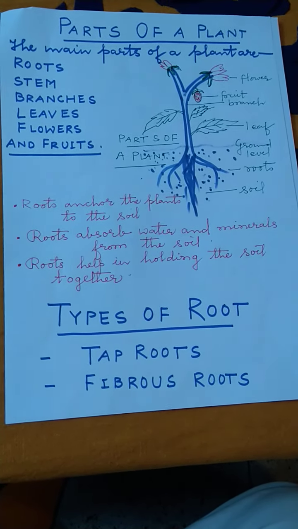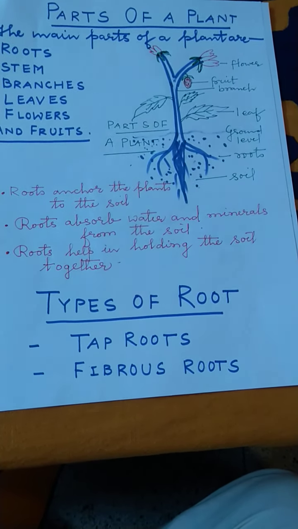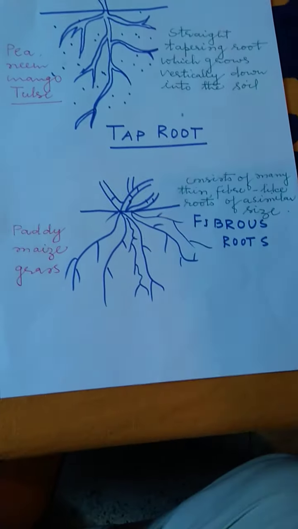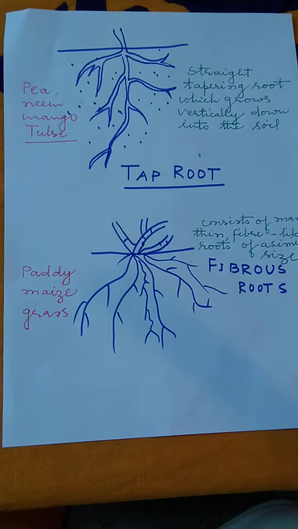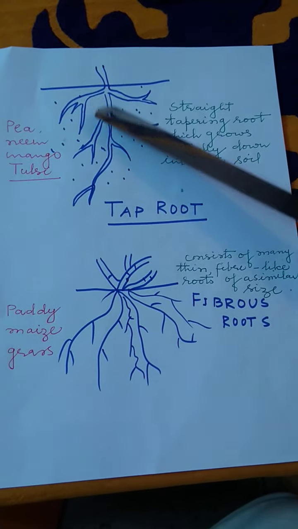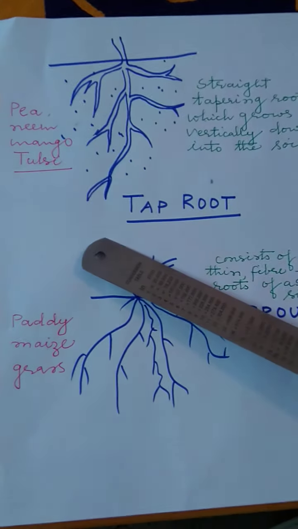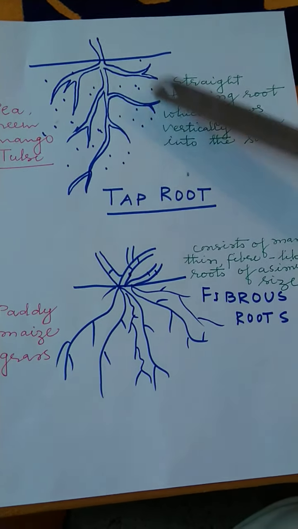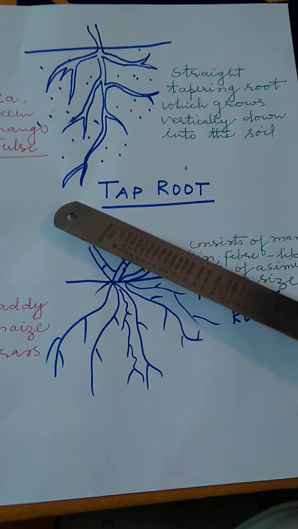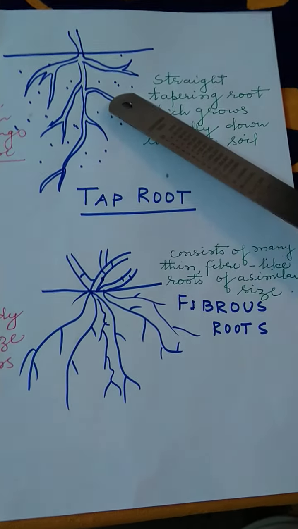Now, all of us know that depending on the environment, nature has evolved two types of roots, that are tap roots and fibrous roots. So, a tap root is a straight tapering root which grows vertically down into the soil and gives out branches on all the sides. The taproot is the main root, and the smaller side roots are called lateral roots.